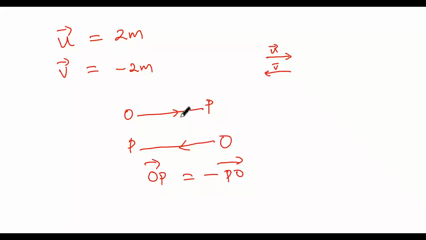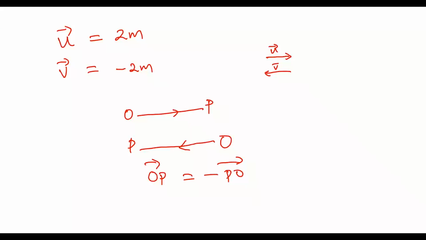You can see that they both have the same magnitude, but they are moving in different directions. So they can be equal when you indicate the negative sign. This negative sign does nothing but change the direction. So if PO is like this, and you put a negative sign there, it will be like this. So they will be equal.